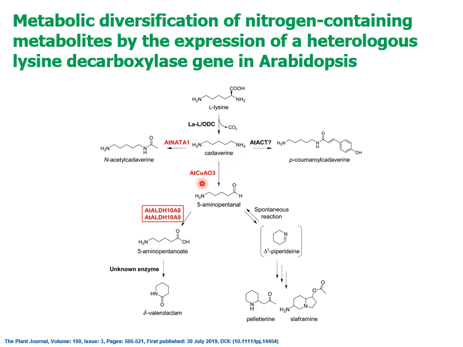Cadaverine was acted upon by ATCuAO3 to produce 5-aminopentanol. We showed that. And in this study, we confirmed that other enzymes, ALDH10, A8, and A9, helped to convert 5-aminopentanol to 5-aminopentanoic acid. Of course, we observed many other metabolites, and we don't know what enzymes are involved. But clearly, our results suggested that native enzymes are capable of driving metabolic diversification. And this is a very big step.